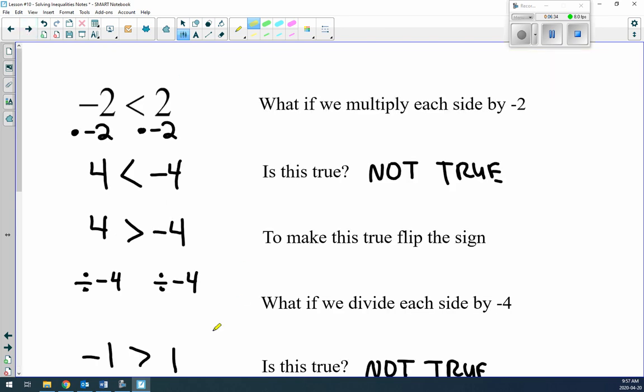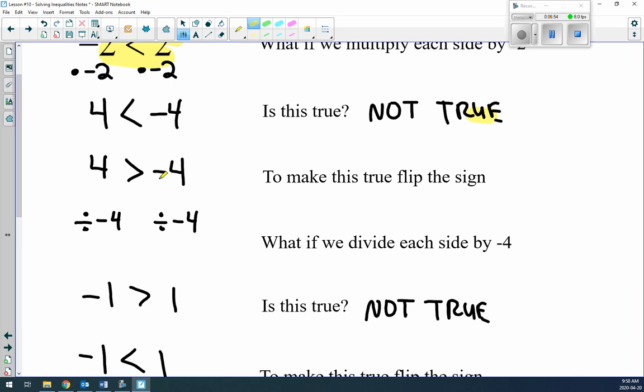Okay, now, let's go back to our inequality. -2 is less than 2. That's true. Now, what if we multiply each side by -2? So -2 times -2 is +4. +2 times -2 is -4. 4 is less than -4. Is that true? No, that's not true at all.